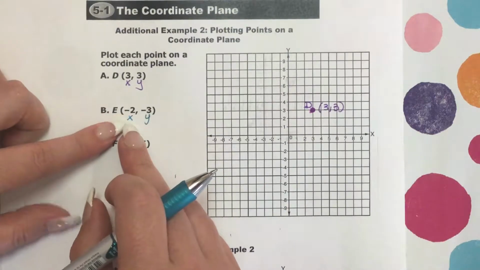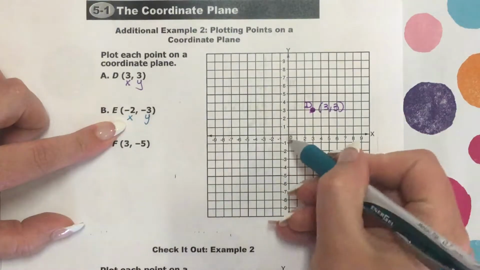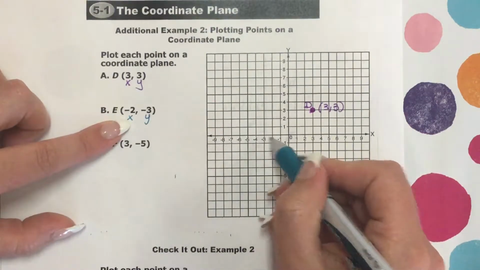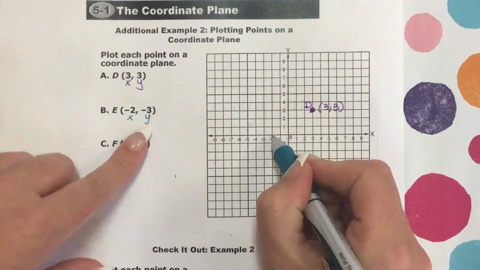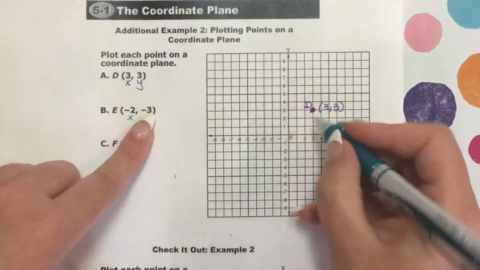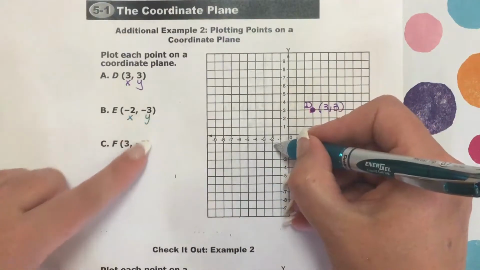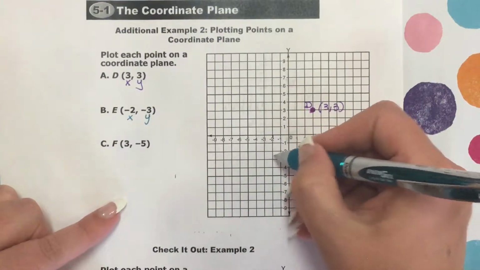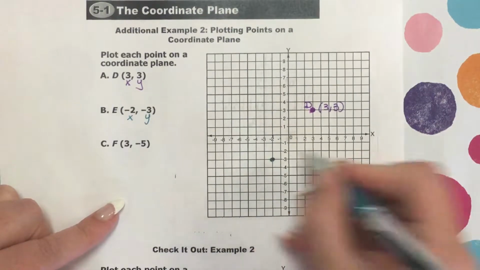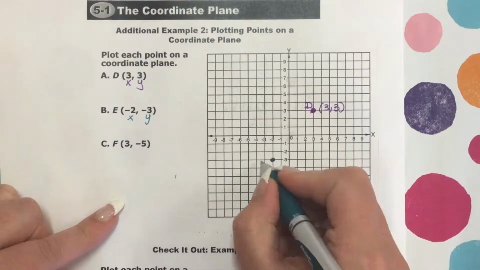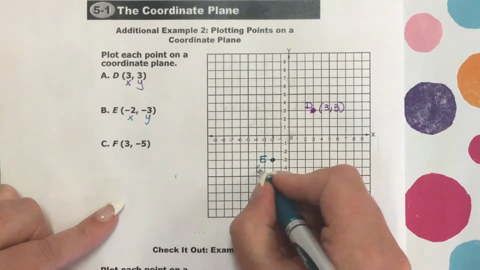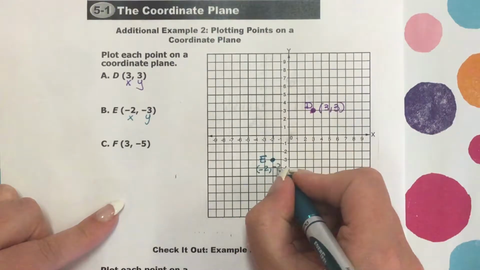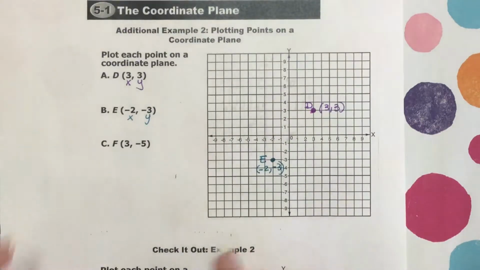Okay, so the x is now -2. So we're going to be on the x-axis, going in the negative direction. -1, -2 is here. And then the y is -3. Since it's negative, we're going to be going down 3 from this point. 1, 2, 3. And then that's our point right there. E, we would say it is E, (-2, -3).